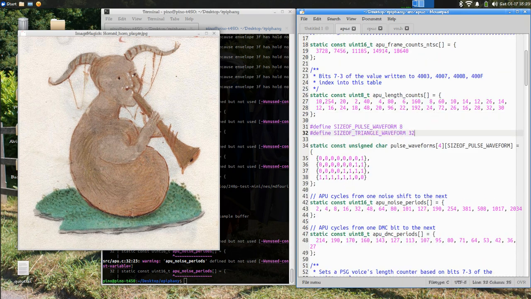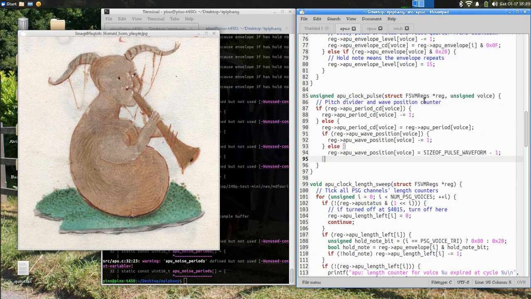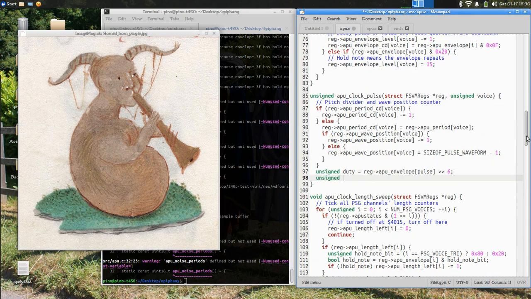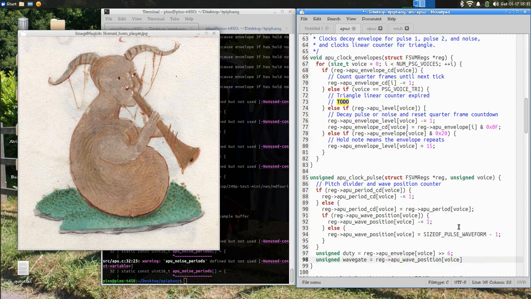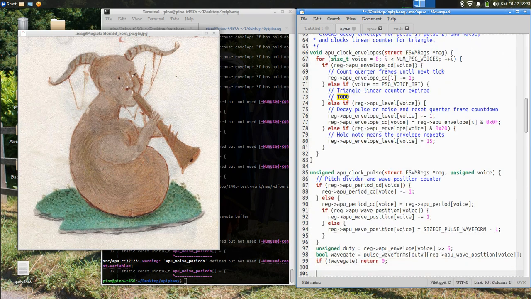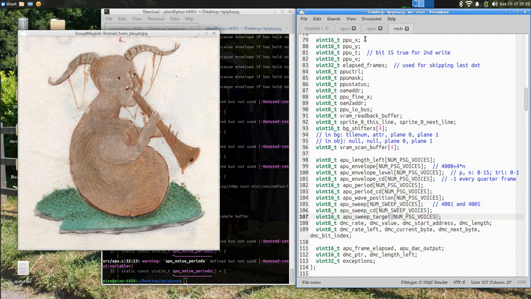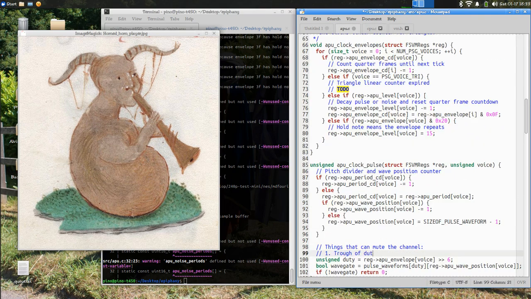Period divider? Check. 8-step wave position? Check. I looked up the wave shape based on the position and width setting. When the wave shape is 0, the channel's output is 0. Another thing that silences a pulse channel is pitch sweep.